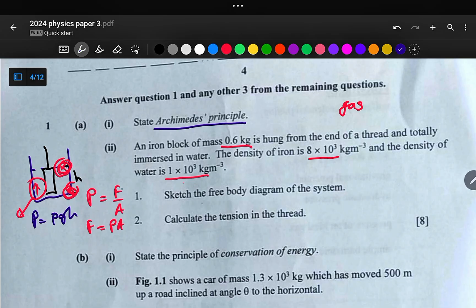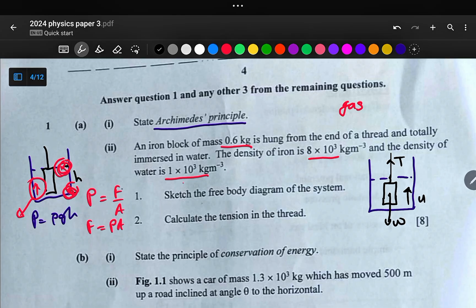So for the first part of the question, we are required to sketch the free body diagram showing all the forces acting on the system. So the system is like this, and you have this water, and there is also this thread here, and we are told that the iron block is totally immersed in water. So this is total immersion of this iron block, and there is tension acting in this direction.